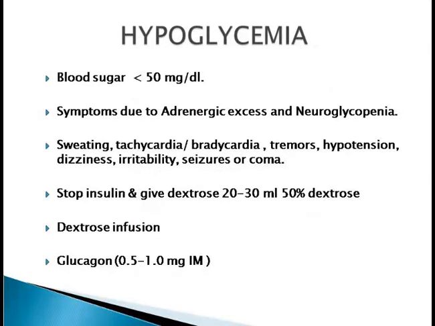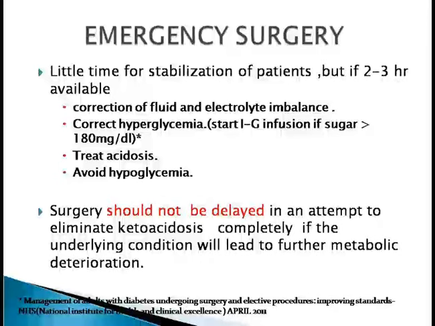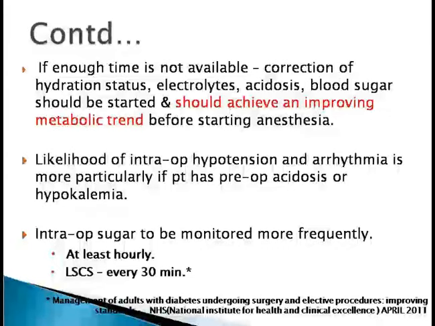During emergency surgeries, when there is little time to stabilize the patient, but if 2 to 3 hours are available, it's important to correct the fluid and electrolytes. Correct hyperglycemia by IV infusions if sugar is more than 180, and promptly treat acidosis but avoid hypoglycemia. Surgery should never be delayed in an attempt to eliminate ketoacidosis completely if the underlying condition will lead to further metabolic deterioration. But if enough time is not available, correction of hydration status, electrolytes, acidosis and blood sugars should be started and should achieve at least an improving metabolic trend before starting anesthesia.